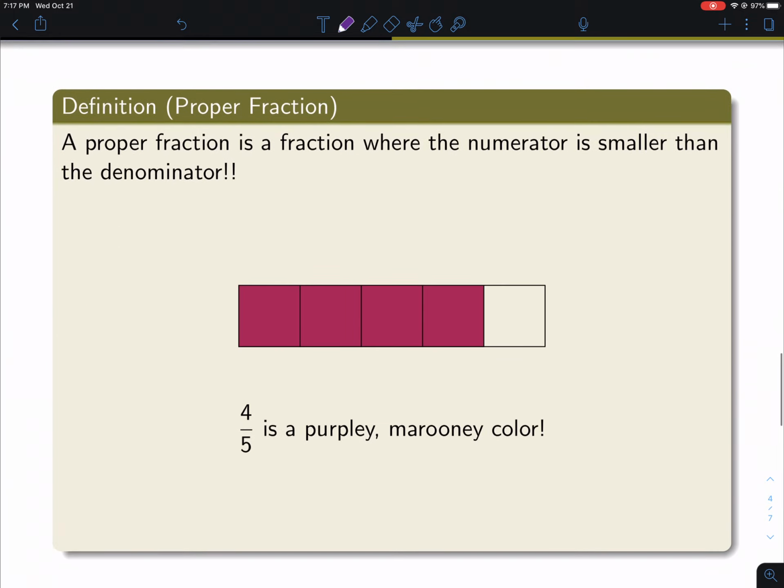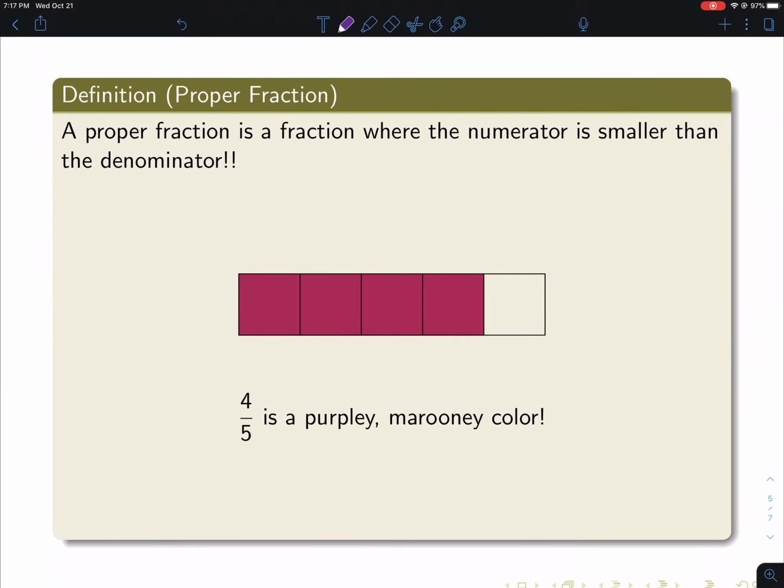Good. All right. So for the next one, we're talking about what's called a proper fraction. So a proper fraction is a fraction where the numerator is always smaller than the denominator. And so in this case, I'm using a different model. I'm going to talk about the models here in a little bit, but this is what's called a fraction strip. So I'm kind of using all the different models here just to give you an idea of all the things we're going to work on.